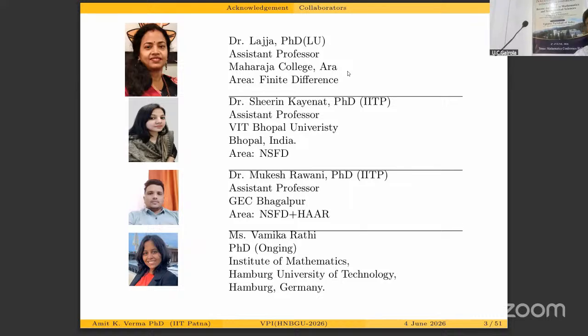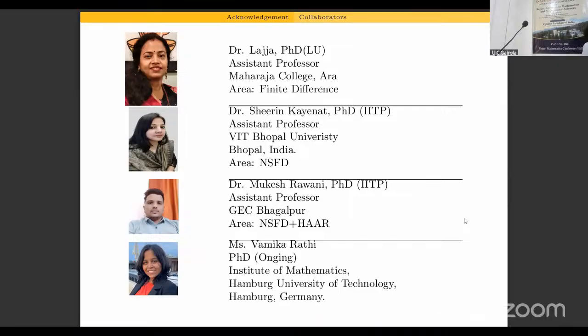Methods, NSFD, right? What happens in this? Suppose you have, say, y dash, and you want to discretize it by finite difference. What do you do? You just replace this by its formula, right? So this is called finite difference. This is for non-standard finite difference. What happens? Here you replace this h by sin h, for example.